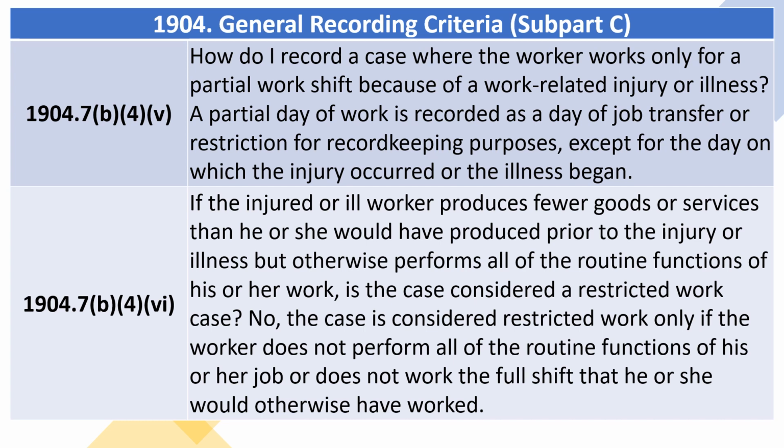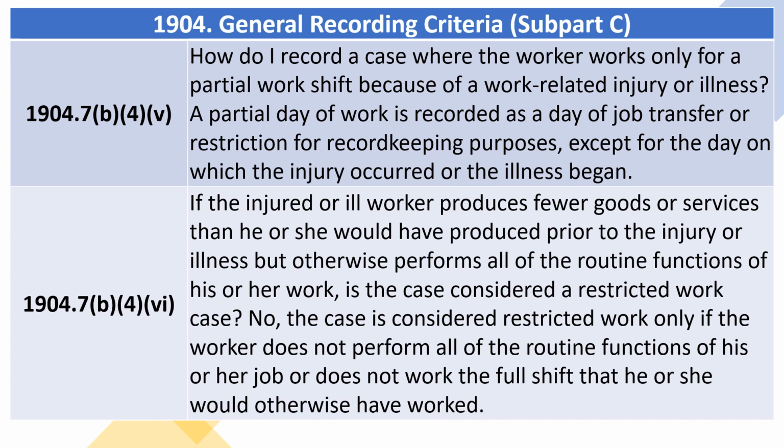1904.7(b)(4)(v). How do I record a case where the worker works only for a partial work shift because of a work-related injury or illness? A partial day of work is recorded as a day of job transfer or restriction for record-keeping purposes, except for the day on which the injury occurred or the illness began.